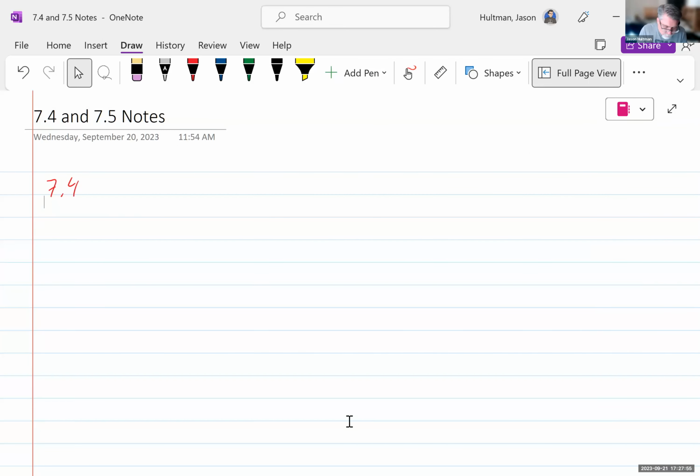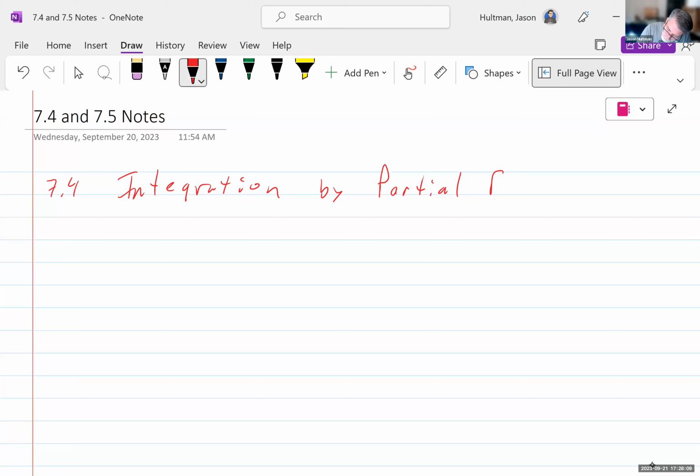Okay, 7.4 is on integration by partial fractions. Okay, so there's this technique called partial fraction decomposition. And we're going to utilize that process in order to do some integration, to break up some integrals. So let's just jump into an example.